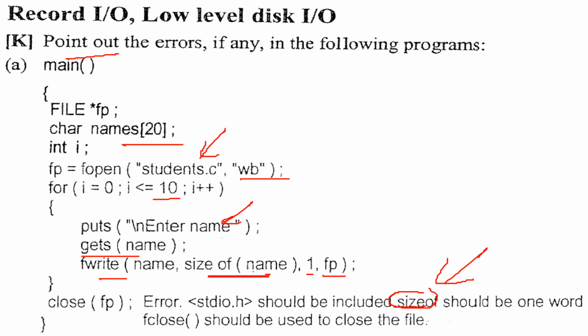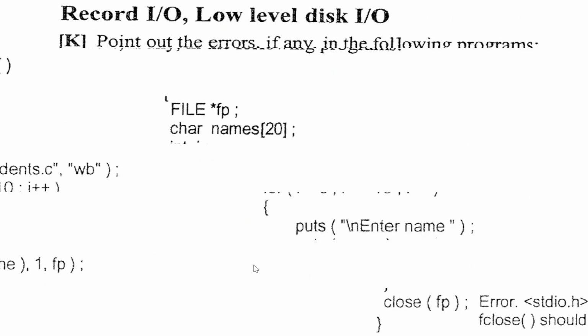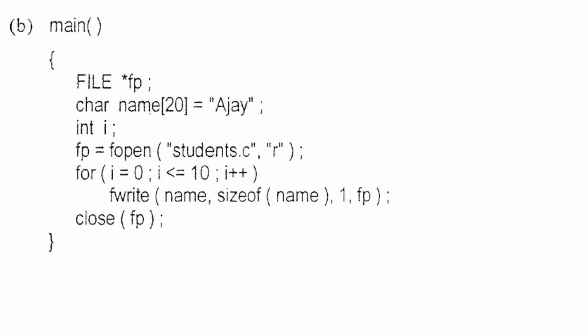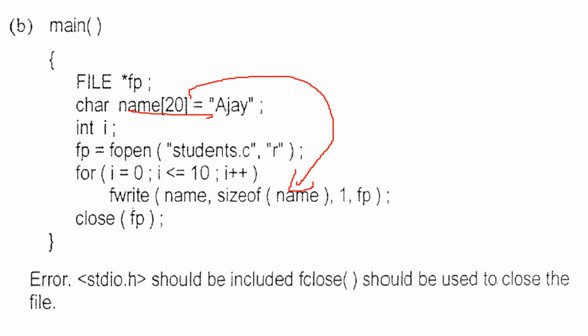And one more thing is there. We can't use this close because we have opened with fopen. So this has to be fclose. This is a file. And what is the error here? See, everything is okay. This is an array and this has to be one word. So the problem here is, first of all, stdio.h has to be there and fclose should be used to close the file.